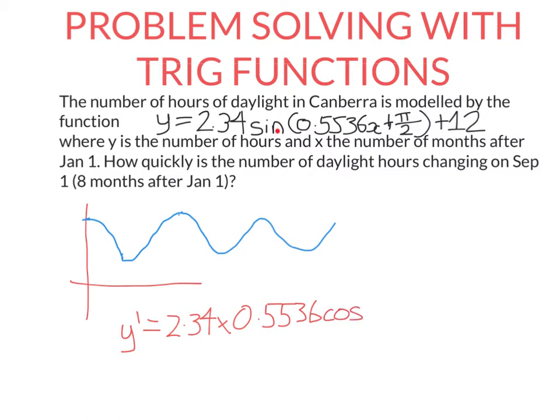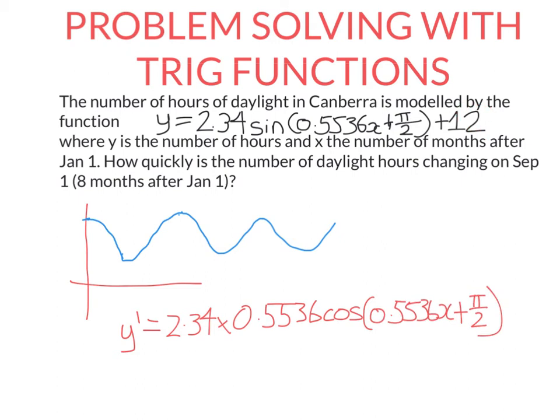Remember, if this was a cos, the derivative is minus sine. If it was cos, we'd change it to a sine and put a minus out the front. But because it's sine, derivative of sine is positive cos x, we can just change it to a cos and no need to put a negative out the front. So remember, what was in the bracket stays there. It doesn't change. So it's still going to be 0.5536x plus pi on 2. Okay, that part won't change, and of course when you're differentiating, the constant vanishes.